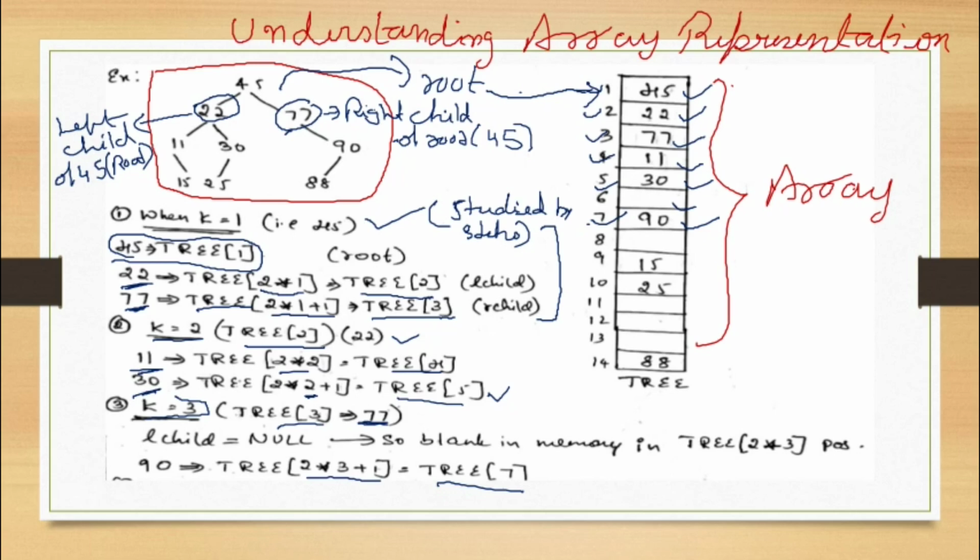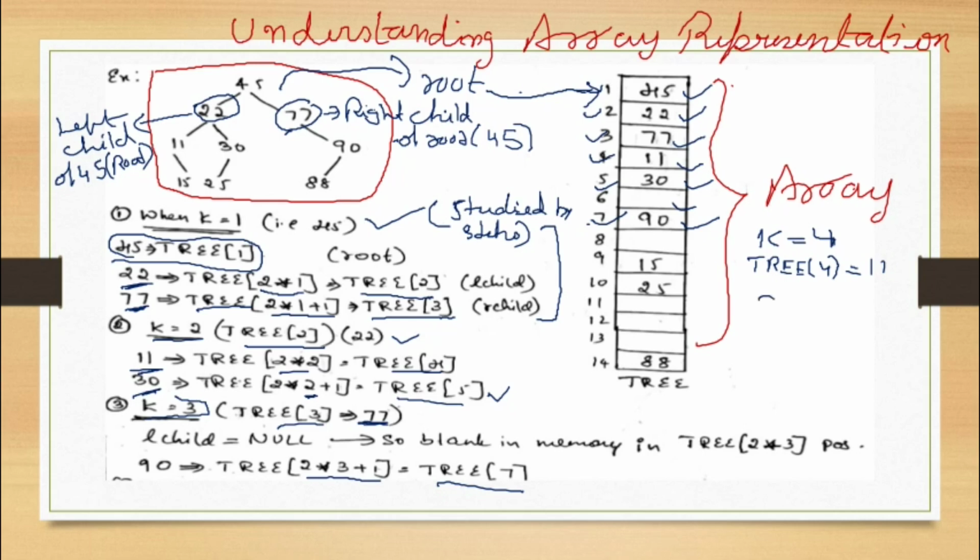We'll just do k for the illustration here. K is equal to 4. So for the left subchild, k is equal to 4, what is tree of 4? In tree of 4 we have 11. 11's left child we don't have, students, but the right child we have as 15.